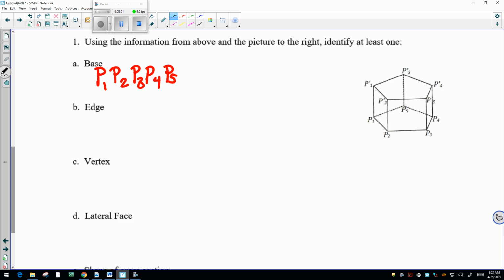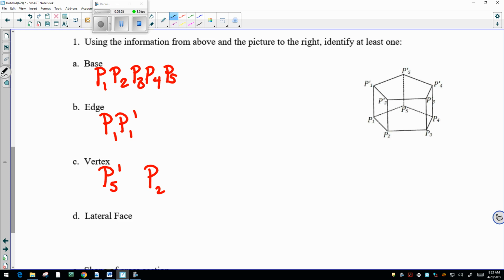Next, an edge. We have a bunch of edges. The edge we said would be the lateral faces connecting together. It would also be connecting base to base. So I could say something like P1, P1 prime. Okay, I could do the same for P2, P2 prime. A vertex, that's any of the points. So whether it's P5 prime or it's just P2 or something like that, those are going to be your vertex.